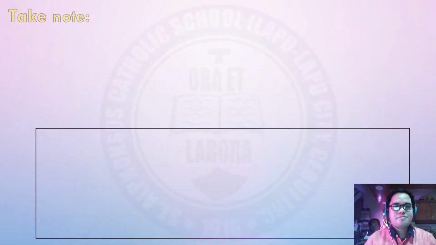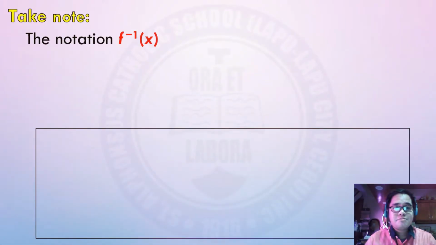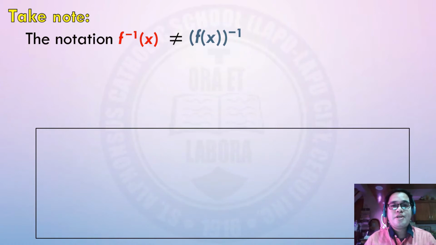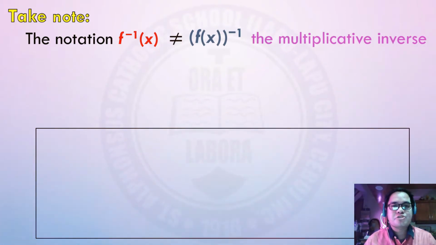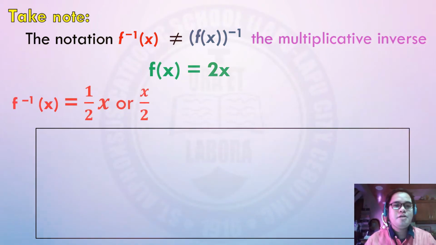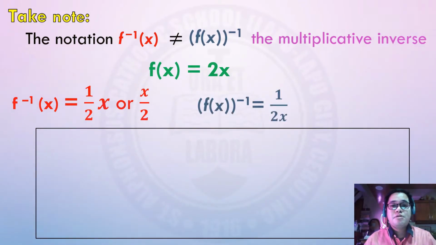Please take note that the notation f inverse of x is not equal to this notation, which certainly denotes the multiplicative inverse of the function and has nothing to do with the inverse function of the given function. From the definition of the inverse function, it is equal to 1/2 x according to the given function, and the equivalent expression of the multiplicative inverse of the function 2x is equal to 1 over 2x. Therefore, they are not equal.